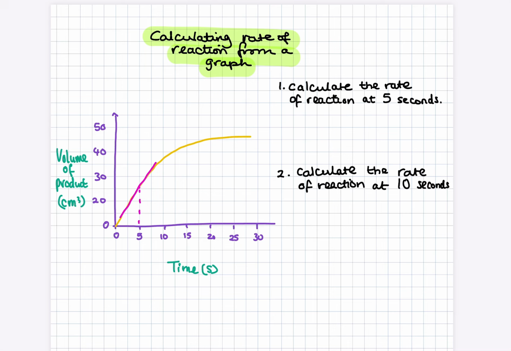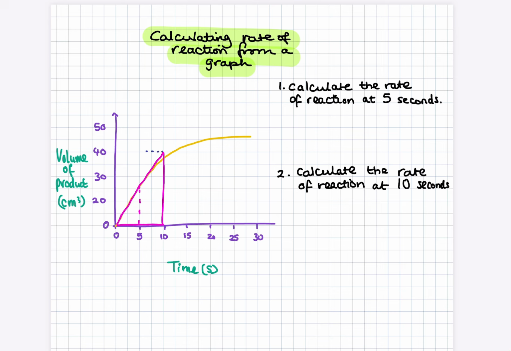You then make your tangent line into a triangle. Try to make your triangle as large as possible, not a tiny little triangle. And ideally, choose some numbers that you will be able to read from your graph. So this line is called my tangent. And I'm going to read the numbers from the y-axis and then divide them by the numbers from the x-axis.